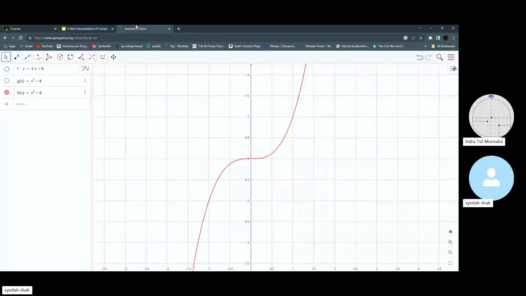I would like you to open a new tab. We have to construct the Euler spiral like this.